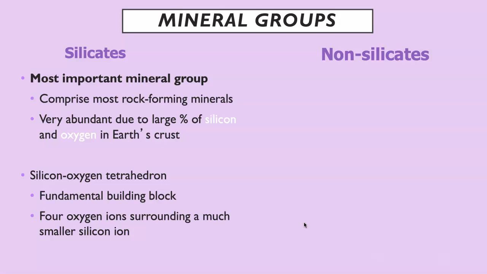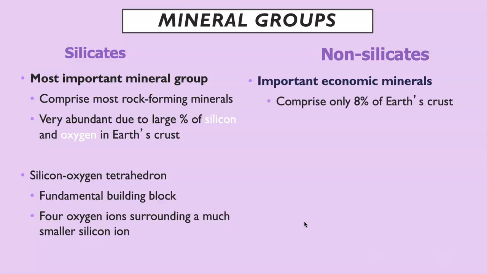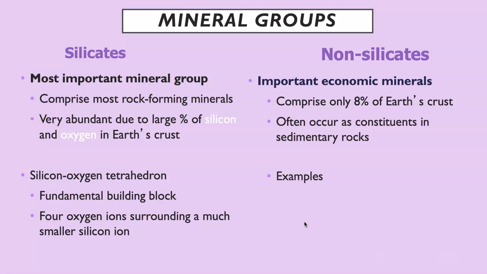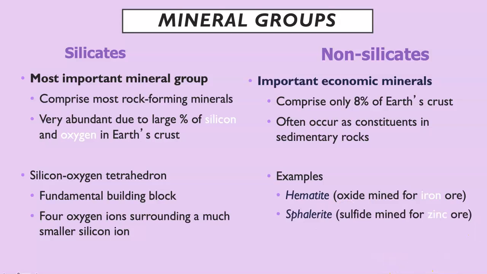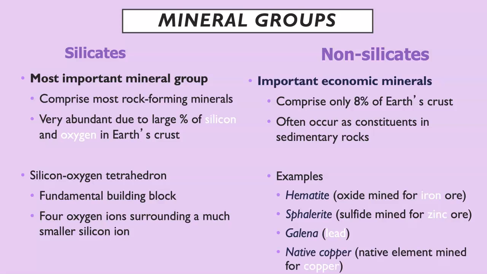So those are the structures of the silicate minerals, and we will definitely come back to them again as we look at rocks. Many of the non-silicate minerals, which do not have silicon in them, are important economic minerals. And as I mentioned earlier, they only comprise about 8% of the Earth's crust, and they're often in sedimentary rock units. Some examples of non-silicates that are important include hematite, which is mined for iron, sphalerite, which is mined for zinc, galena, which is mined for lead, and copper is mined for copper.